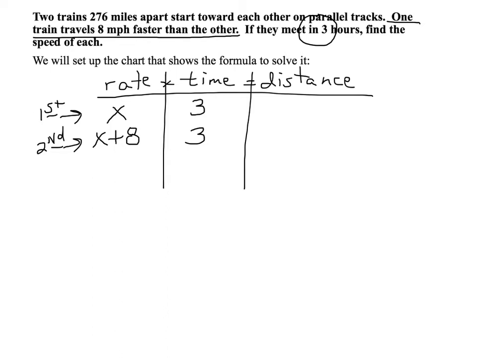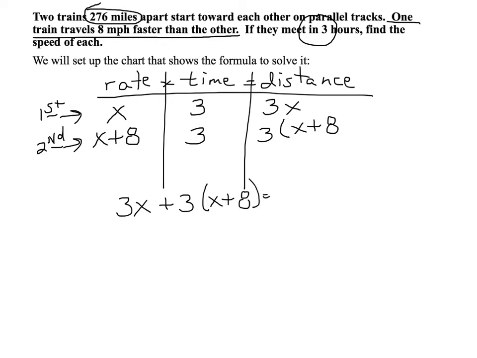Now I'm just going to multiply the rate times the time to get the distance. So in the first row, the distance is 3x. In the second row, the distance is 3 times x plus 8. So now I need to come up with my equation. The two trains are 276 miles apart, and they are going to meet in 3 hours. That means that they are going to go a total between the two of them of 276 miles. So my equation is just 3x plus 3 times (x plus 8) in parentheses has to equal the total distance that they traveled together, which is 276.